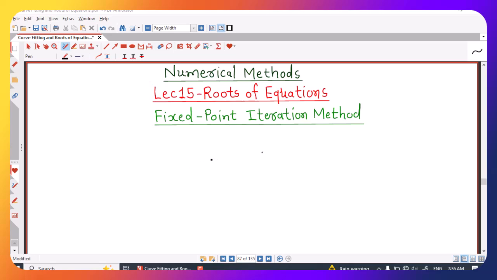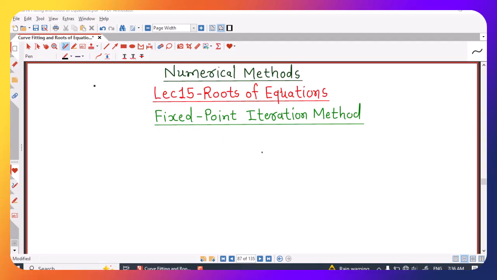Hello friends, I welcome you in lecture number 15 on roots of equations. In this lecture we are going to understand the fixed point iteration method. We will see how this method works in finding the root of a given nonlinear equation.